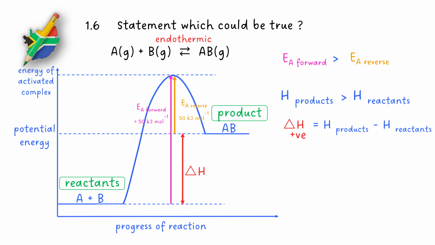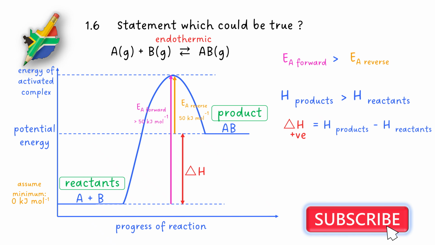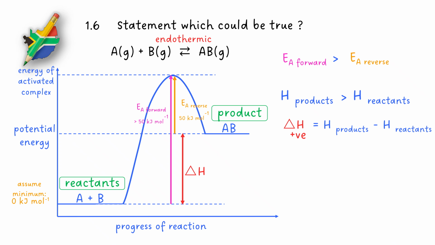We can see that the activation energy of the forward reaction is larger than the activation energy of the reverse reaction. So this value is larger than 50 kilojoules per mole. Answers B and D must be false. If we assume all the values on the y-axis are positive, and that the value for the enthalpy of the reactants is 0, then the energy of the activated complex must be greater than 50 kilojoules per mole. So the answer cannot be C.